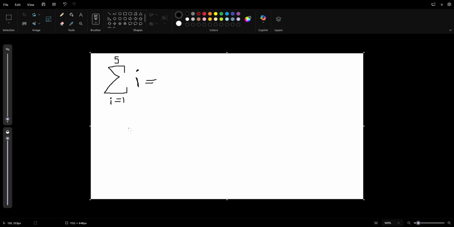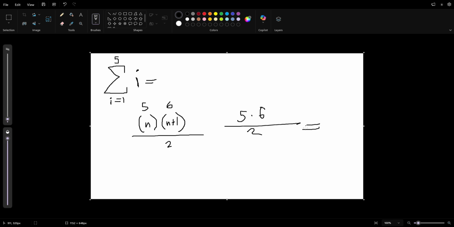Alright, let's start. We're going to use the formula for this so it's quicker. Reminder: it's n times (n plus 1) divided by 2. Let's plug in the values. n is 5, n plus 1 is 6, over 2. So it's 5 times 6 divided by 2, equals what? Cancel it out: 5 times 3, 15. That's our final answer.